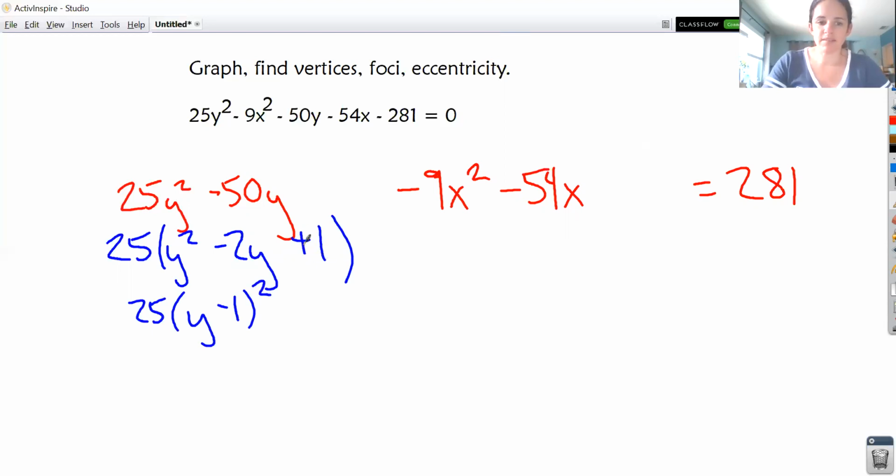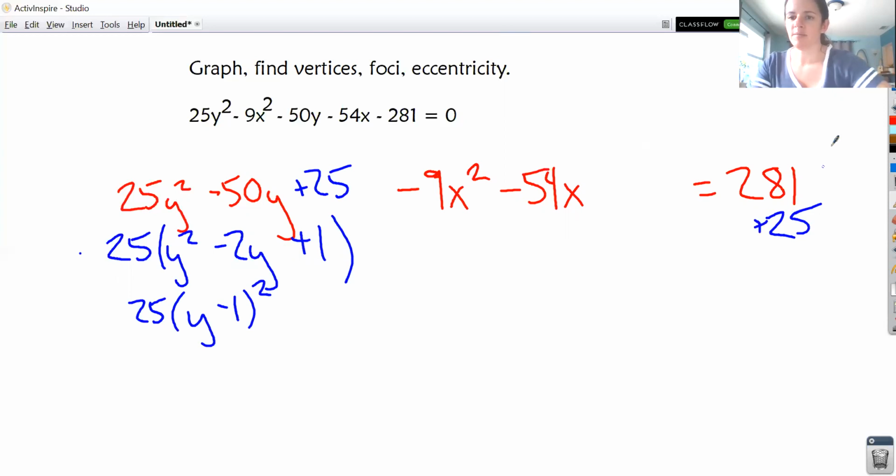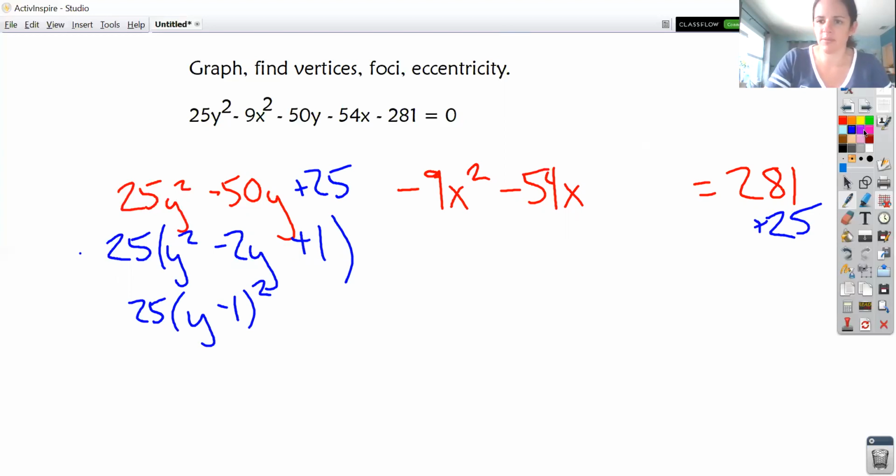And by putting a positive 1 there, what I actually have done is I've added 25 to the left-hand side because of the distributive property. So I'll add 25 to the right-hand side as well. In class, sometimes we had done it as adding and subtracting from the same side, but because these are on 2 different sides, I have to add to each side, right? I'm going to do the same thing with the x's.